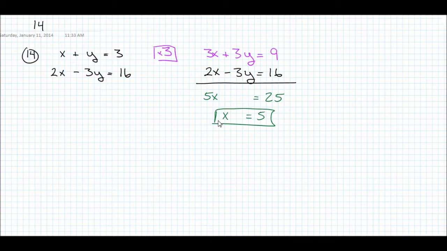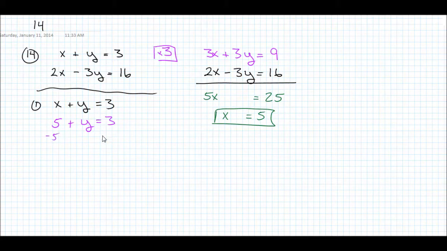Okay, we're not done yet. We've got to solve for y. So equation 1 to me looks like the simplest one, so we're going to rewrite equation 1 right here. x plus y equals 3. Plug in the x value we have. We already knew x equals 5, so 5 plus y equals 3. Subtract 5 on each side. We get y is equal to negative 2.